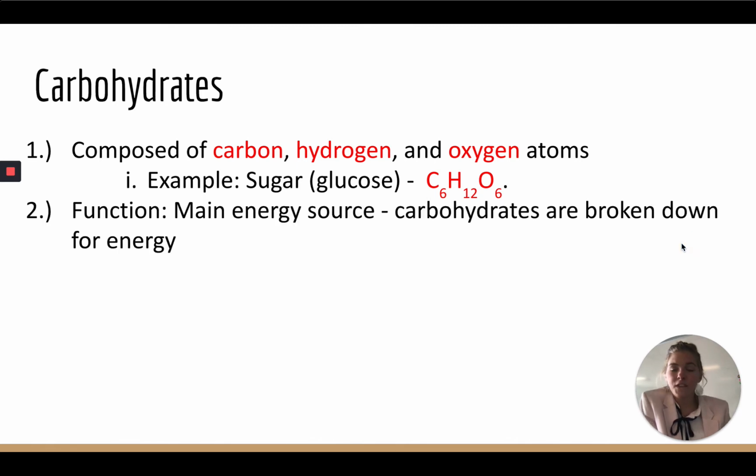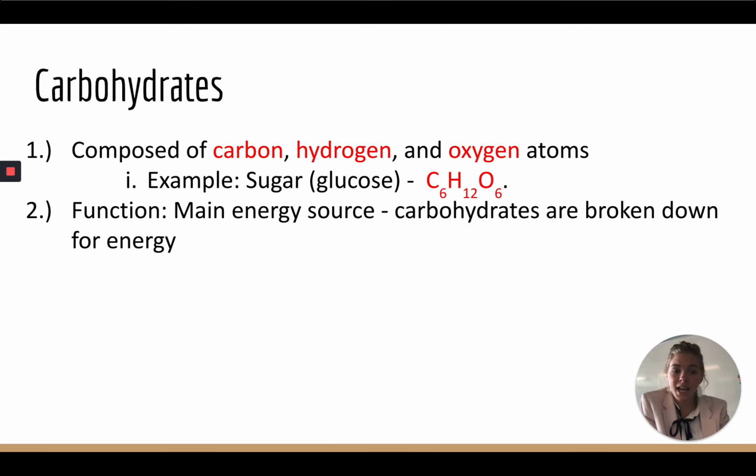The main function of a carbohydrate is that it's your energy source. You get all of your major energy, your quick energy, from the carbohydrates that you eat. It's broken down for energy. You all know that when you eat a bunch of sugar, you get super energized super fast, but then you eventually crash because your body runs out of those quick sugars. But you're breaking down sugar to make energy for your body.